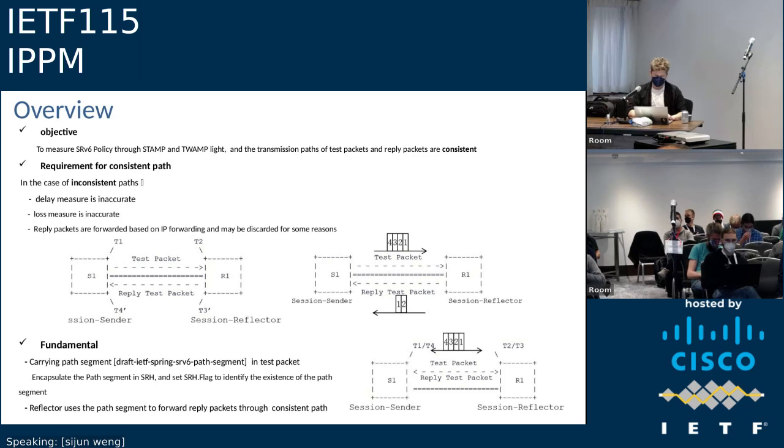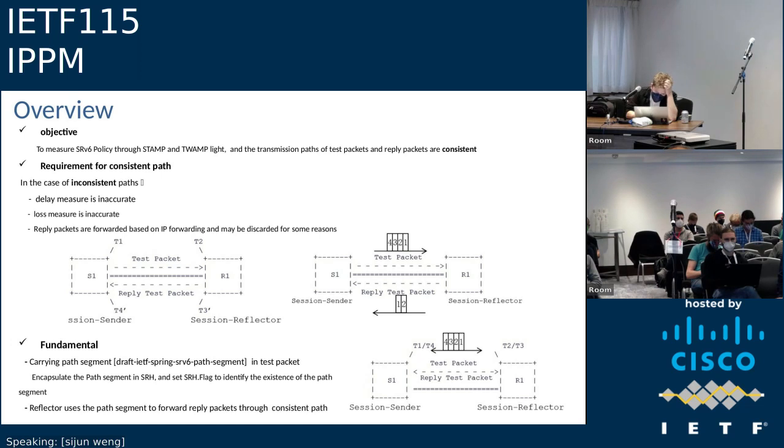When measuring SRv6 policies through STAMP or TWAMP, it is important to ensure that test packets and reply packets are transmitted along the same path. That is to ensure that the path is consistent. If path consistency cannot be guaranteed, there will be some issues. For example, the delay measurement is inaccurate, for the timestamp carried in the reply packet doesn't belong to the path of the test packet.